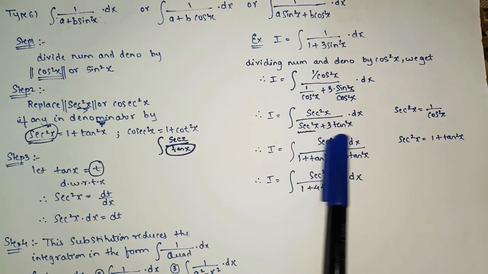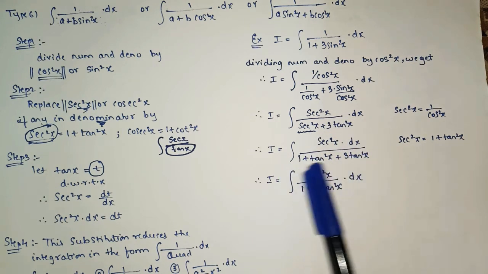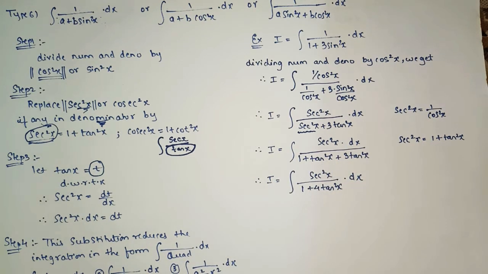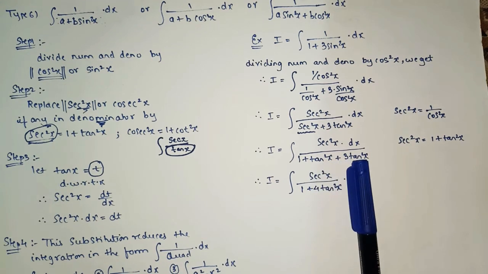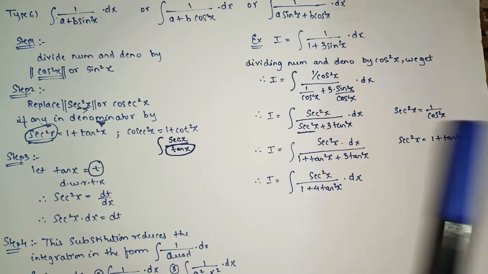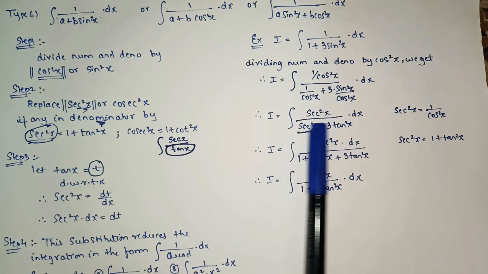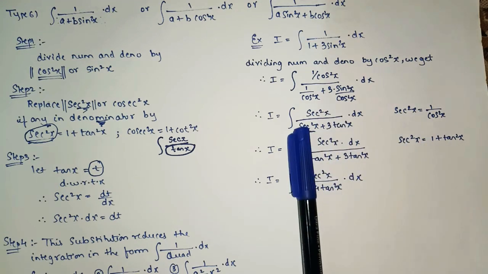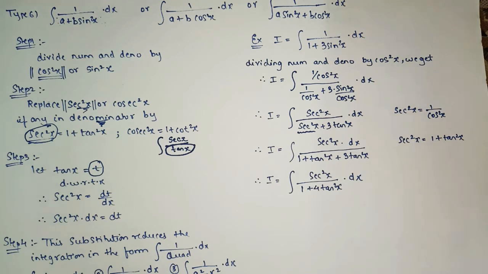In short, the numerator should contain only the sec part and the denominator should contain only the tan part. So here 1 I wrote the same as it is, and tan square x plus 3 tan square x is 4 tan square x. So we're done with the first and second part. If you see sec square anywhere in the denominator, by using the identity formula you will convert that sec square into the tan part. Now, what is step number 3?